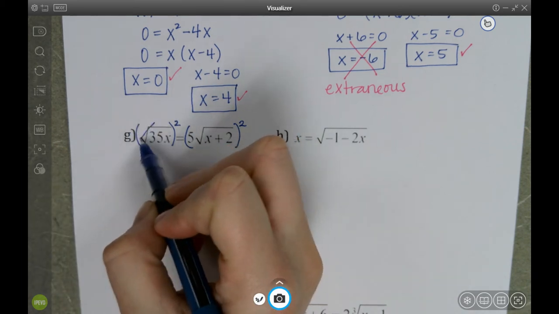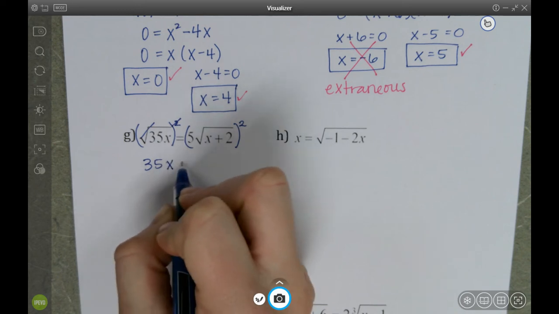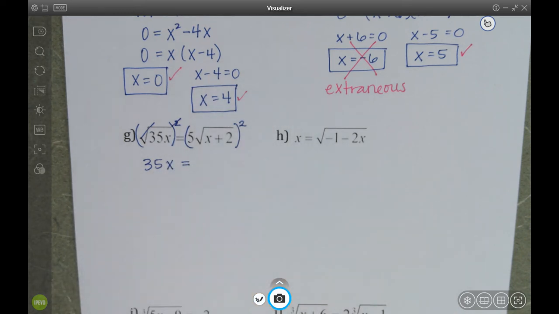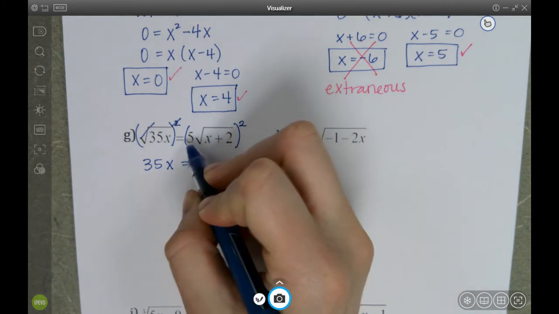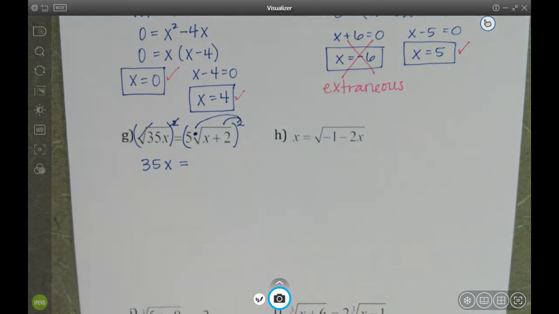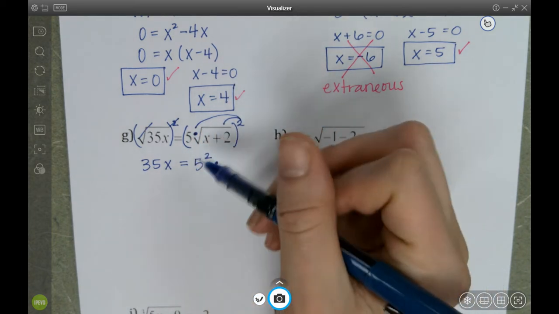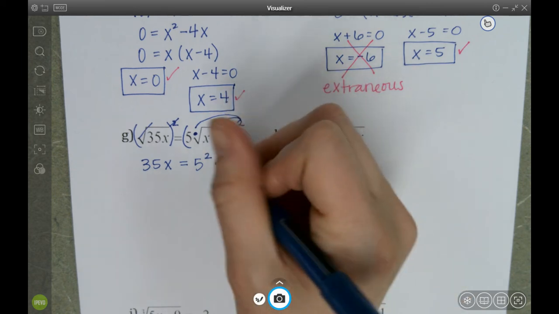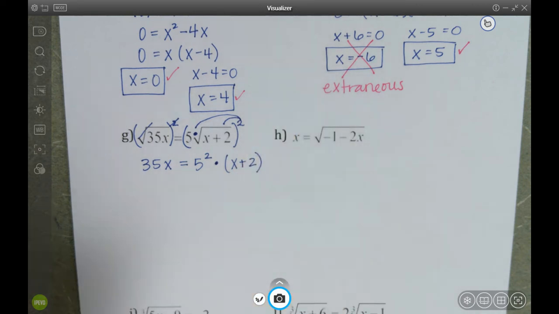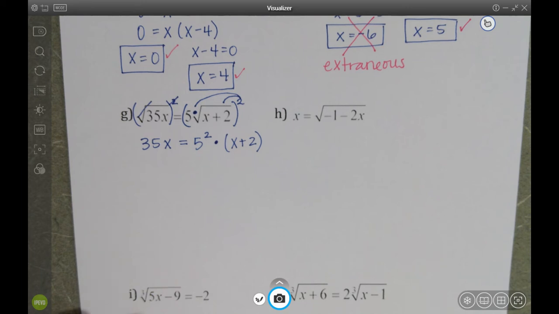So on the left side, the square root and the squared undo each other. 35x equals. On the right-hand side, I have 2 things being multiplied together. So I have to distribute the squared to both. So I have 5 squared times the square root of x plus 2 squared is just x plus 2. It is gross. Okay? But what is 5 squared? 25.